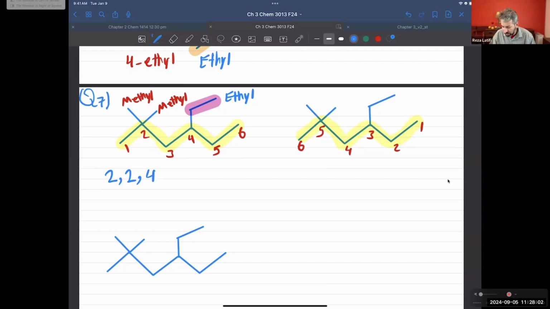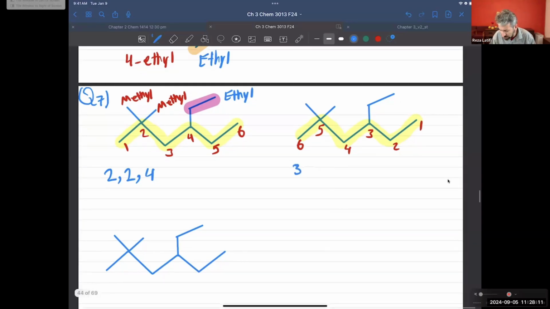Okay, how about this? Here I see, on the third carbon, an ethyl. And on the fifth one, I see two methyls. So let's see. If we start labeling it from the left side, we get 2, 2, 4. And if we start labeling it from the right side, we get 3, 5, 5. Now which one is going to be the correct answer? Clearly, the one that gives you smaller locators, smaller numbers. So 2, 2, 4 is going to be the correct answer.